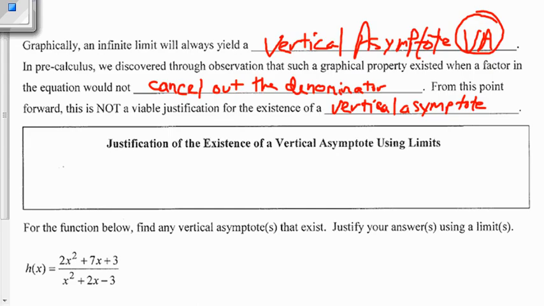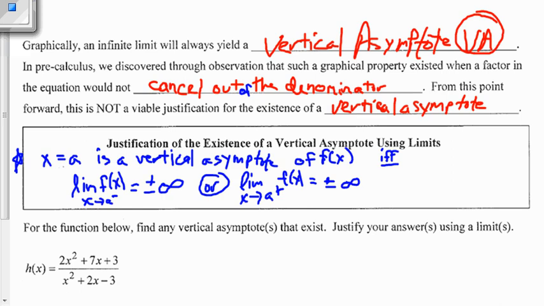All right, so now graphically, an infinite limit will always yield a vertical asymptote. In pre-calc, we discovered through observation that such a graphical property existed when a factor in the equation would not cancel out in the denominator. From this point forward, this is not a viable justification for the existence of a vertical asymptote. So what we're going to do now is look at what actually is justification of the existence of a vertical asymptote using limits.